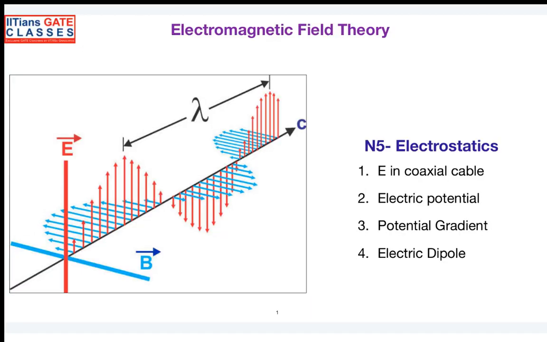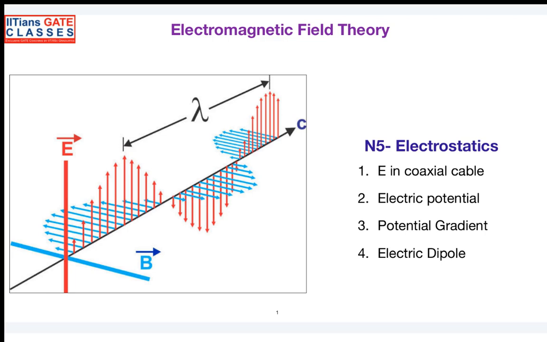So in the last lecture, we have seen the electric field intensity in a coaxial cable and the electric potential due to the different types of charges. And we have seen the potential gradient: once you know the electric field intensity, how to find the potential, and similarly, if you know the potential, how to determine the electric field intensity. Both we have seen.